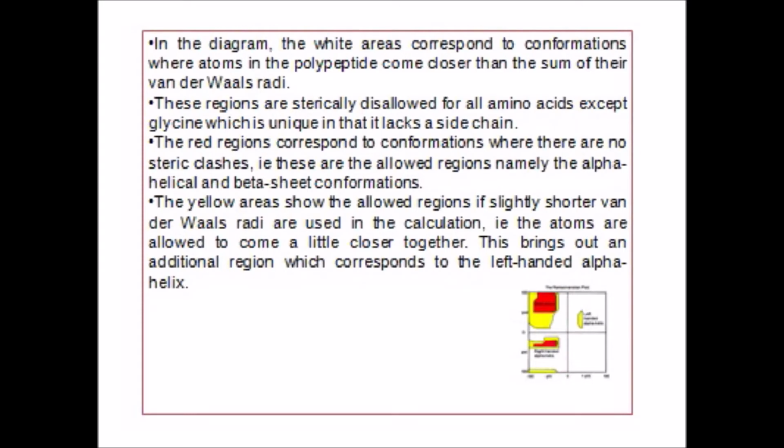The yellow areas show the allowed regions. If slightly stronger van der Waals radii are used in the calculation, that is, the atoms are allowed to come a little closer together, this brings out an additional region which corresponds to the left-handed alpha helix.